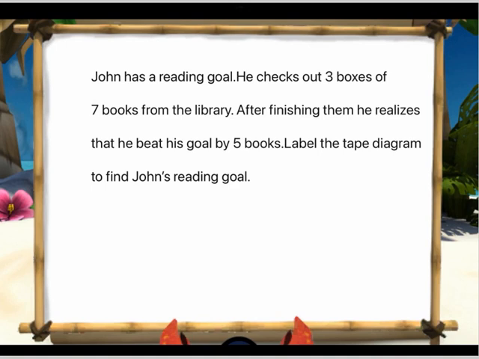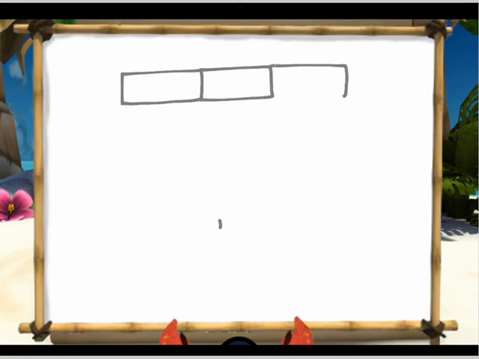So we also have to label a tape diagram to find John's reading goal. Come on, let's do it. So for this problem, we have to do a tape diagram, a number sentence, and a statement. Let me draw the tape diagram. So he checked out 3 boxes of 7 books. So each box has 7 books in it. So 7 goes in the second box and 7 goes in the third box.